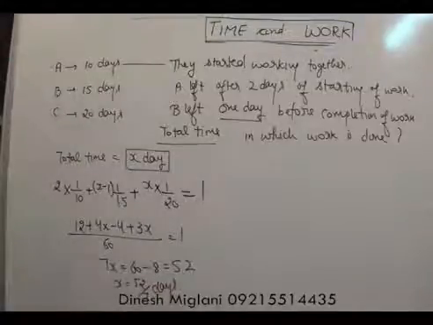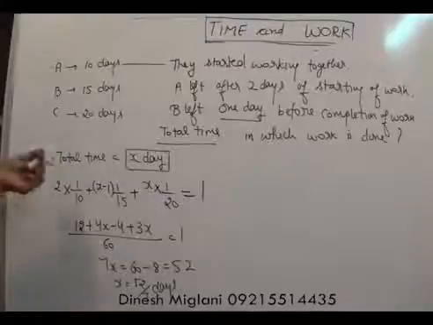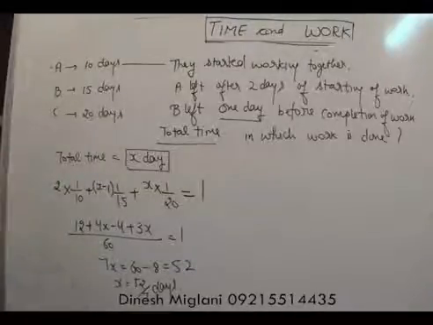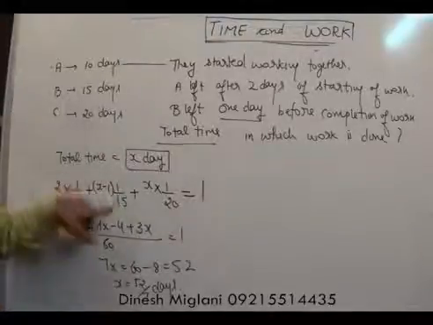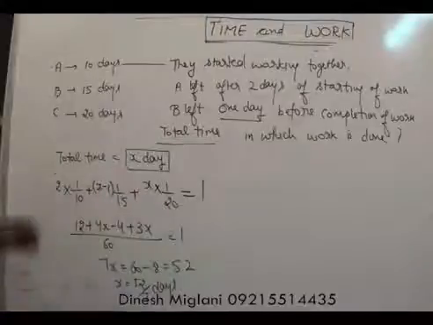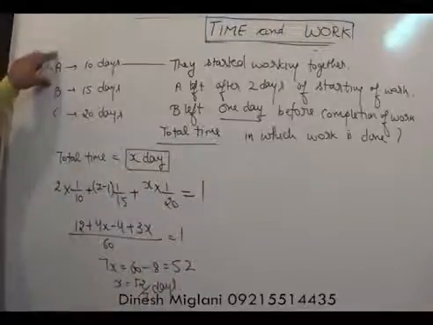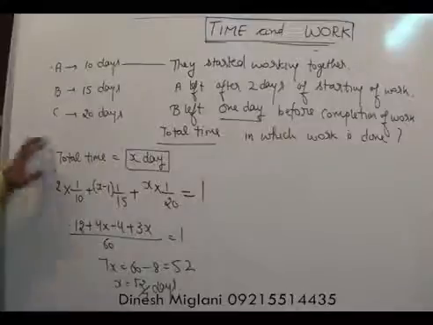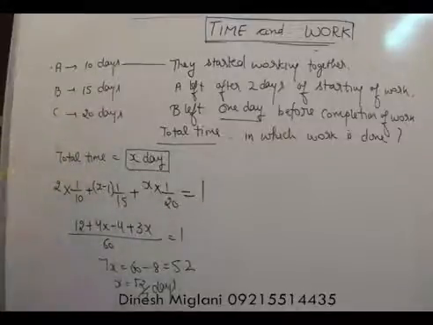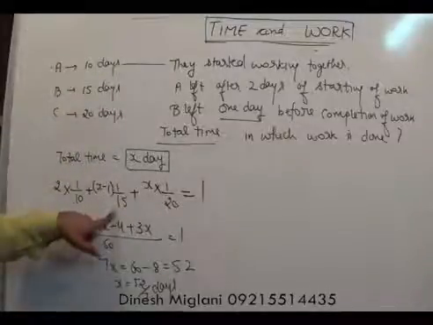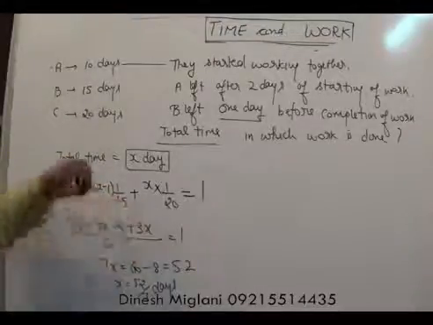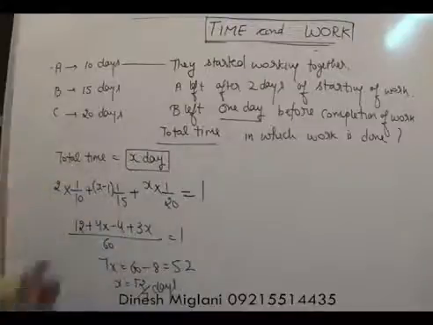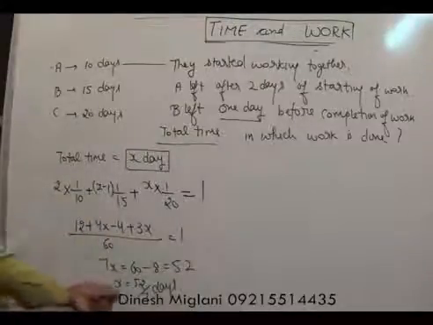Pay attention here again. We can assume the total time in which work has to be done is equal to x days. A in 1 day, how much work is done? 1 by 10, B 1 by 15, and C 1 by 20. Then A worked for 2 days, 2 by 10. B left 1 day before completion of work, it means x minus 1 upon 15. And C worked from starting to end, x by 20, and total work is equal to 1. Just simplify this equation and your answer is there.